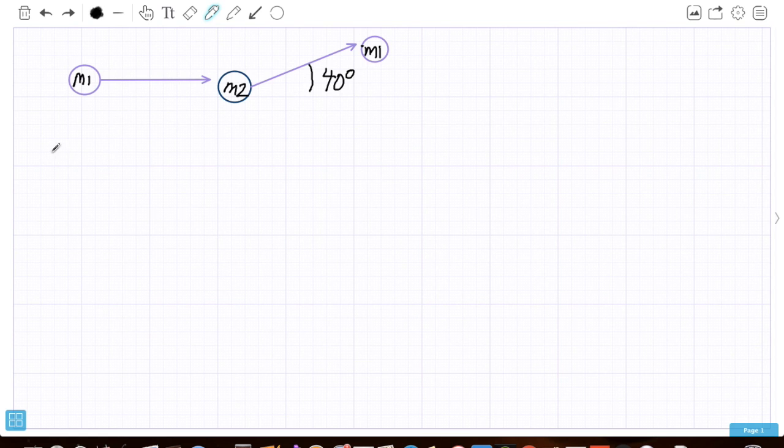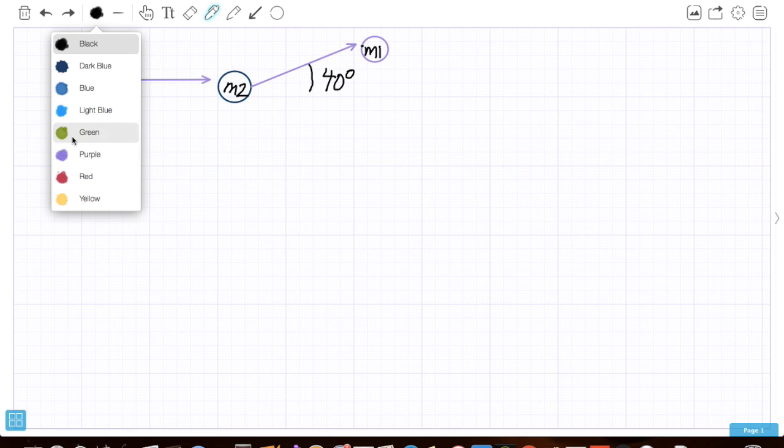The easiest way to go about this, which often takes a bit of time if there's more than two vectors, is to use components. You can use your trig. For instance, you could probably use the cosine law here, but I like to use the component method. So I'm going to first organize my vectors.